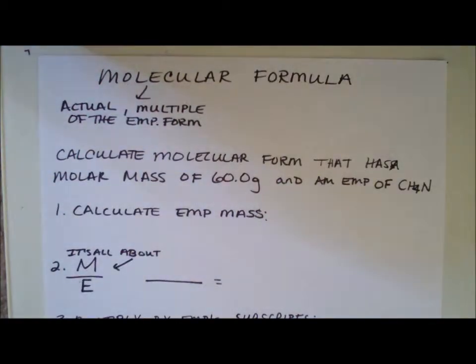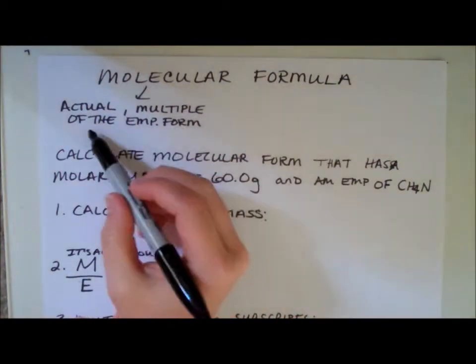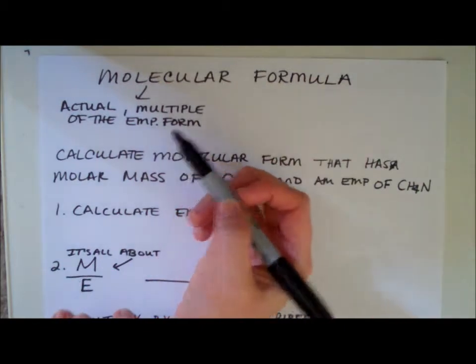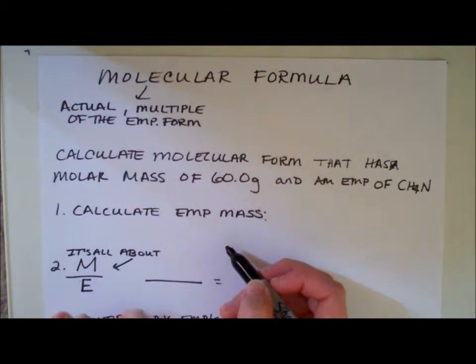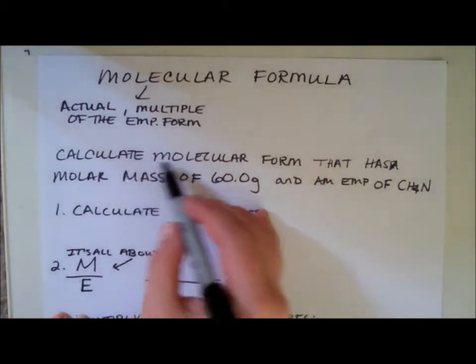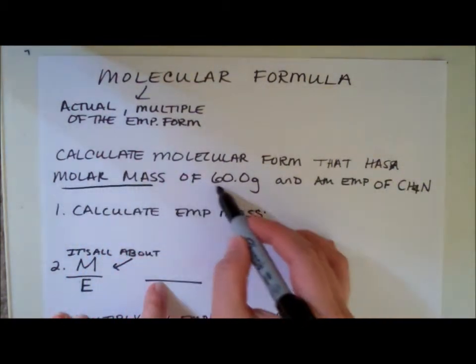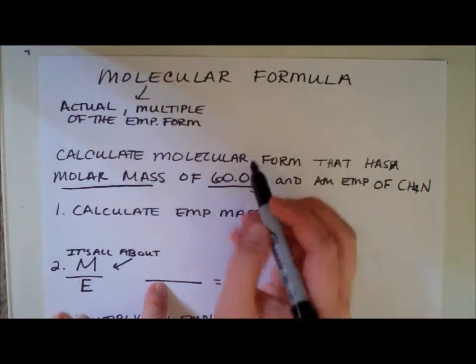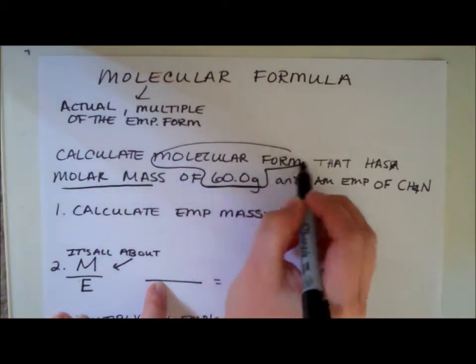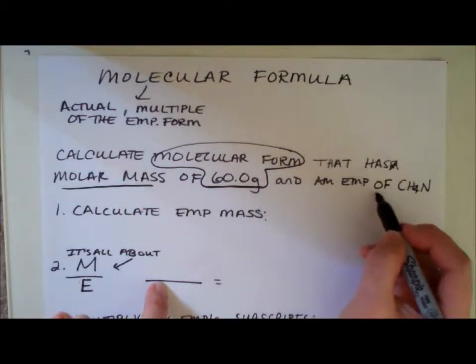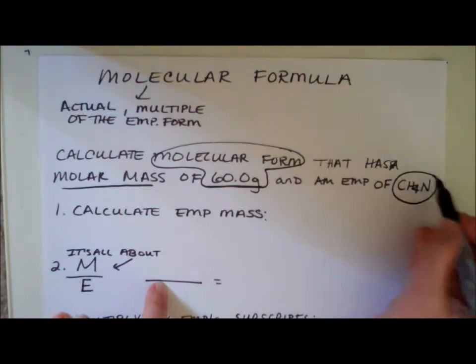In this tutorial, we're going to look at the molecular formula, which is closely related to the empirical formula, which we just looked at in the last tutorial. Now, the molecular formula is the actual formula, or it's a multiple of the empirical formula. So when we're reading these questions, we need some information to help us out. It says calculate the molecular formula that has a molar mass of 60.0 grams, so this goes with the molecular formula, and it has an empirical formula of CH4N.